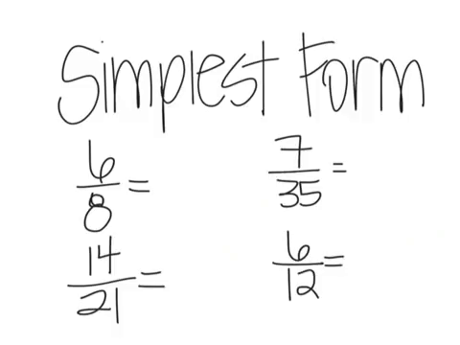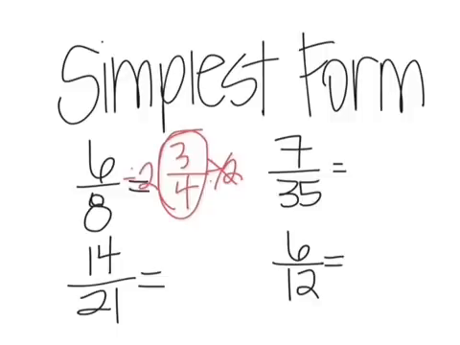So let's talk simplest form. Simplest form means I take a fraction and put it in the smallest numbers I possibly can. We're going to use the division rule, so I take a number and divide it from both the numerator and the denominator. 6 and 8 are both even numbers, so I'm going to divide both by 2. 6 divided by 2 is 3, and 8 divided by 2 is 4. I could try to divide by 2 again, but 3 is not divisible by 2, so my answer is 3/4.